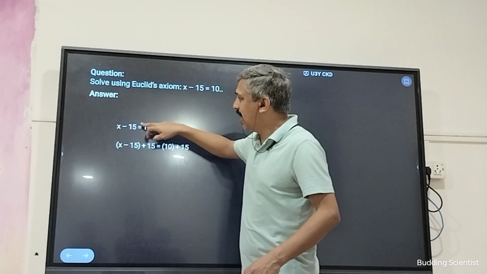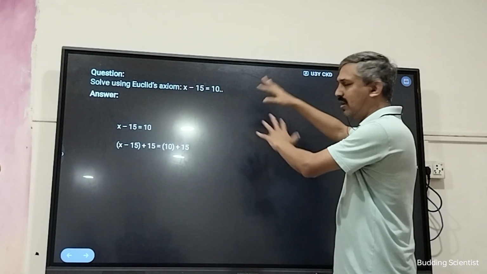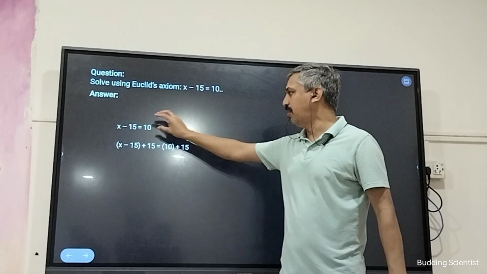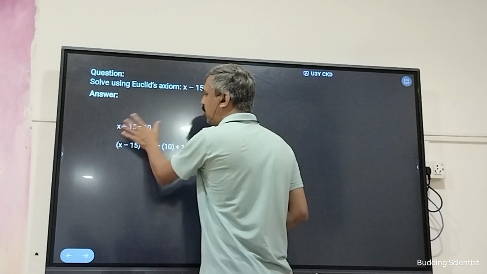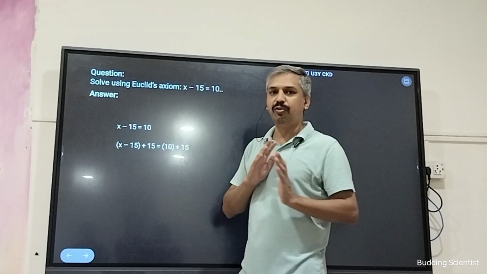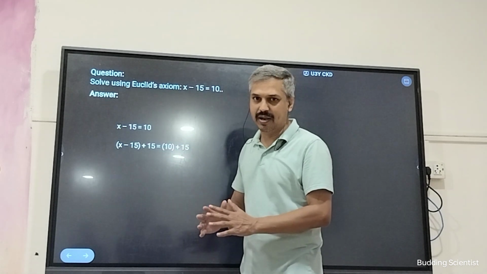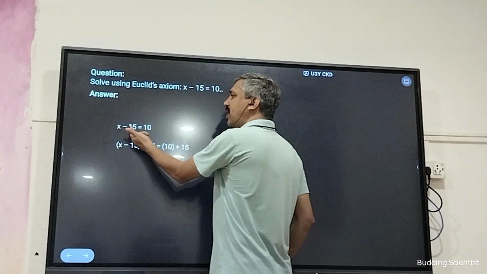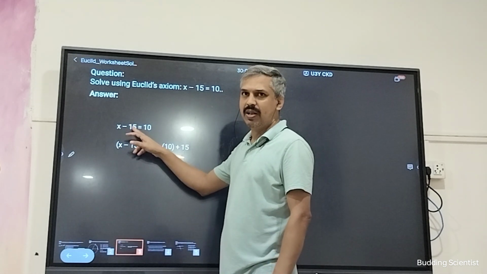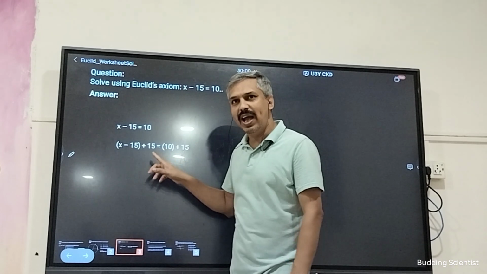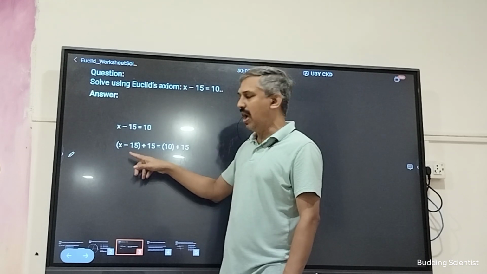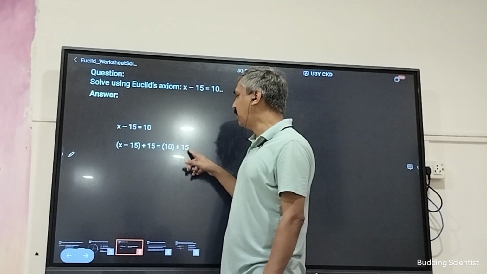For Euclid, this x minus 15 might have been the area of one big plot or one big rectangle minus the area of something else. Euclid is initially basically talking about geometry, so we are trying to refrain from using the logic and understanding of algebra. So what I am saying is, we cannot transfer this 15 to this side, but we can keep it very simple and say, if this is x minus 15, I will add 15 to it. Why add 15? Because minus 15 and plus 15 will cancel each other. So I will have x minus 15 plus 15 is equal to 10 plus 15.